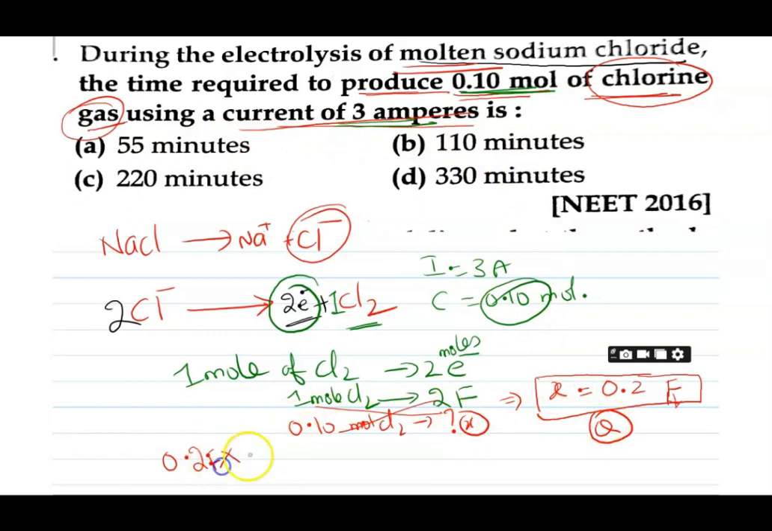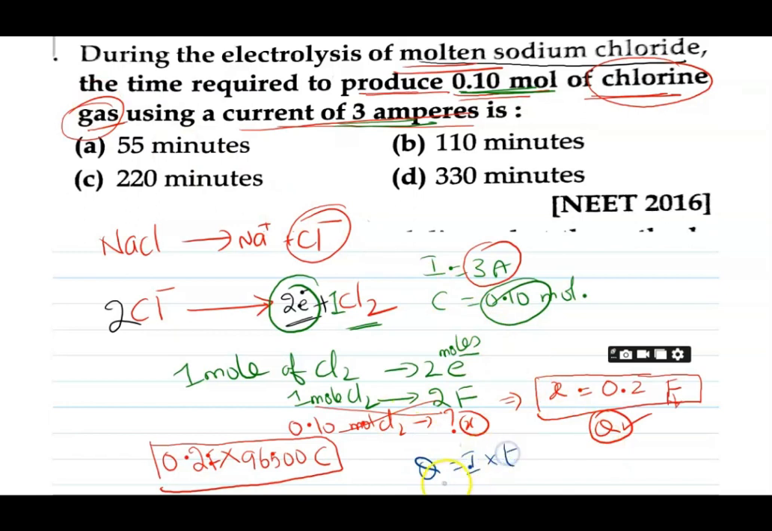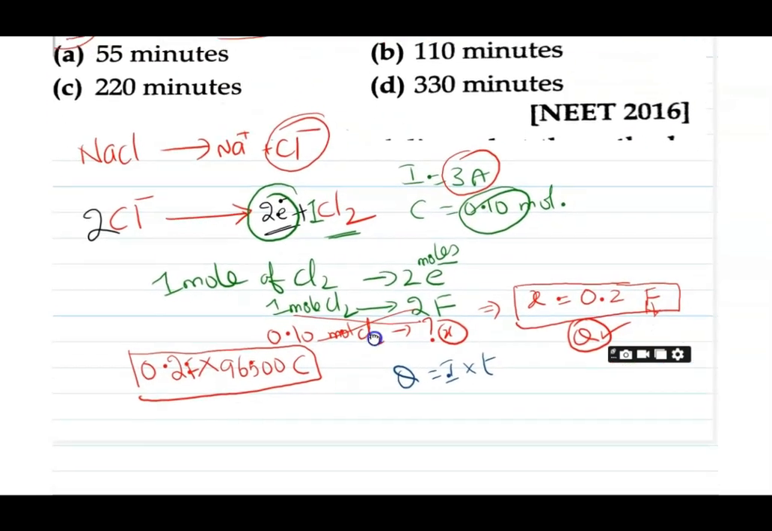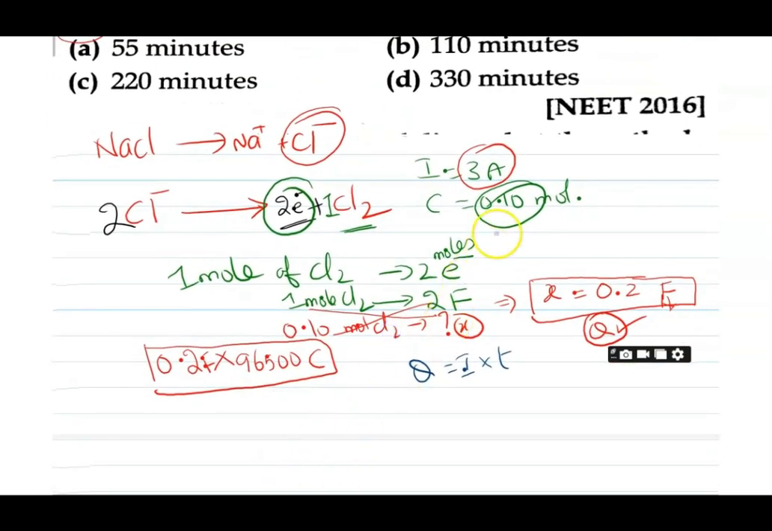Each Faraday is how much? 96,500 coulombs. Correct? These many coulombs are required for liberation of our chlorine. So we got I, we got Q, and we need T. So what is the relationship? The beautiful relationship between I and Q is Q is equal to I into T. Charge is equal to current into time.